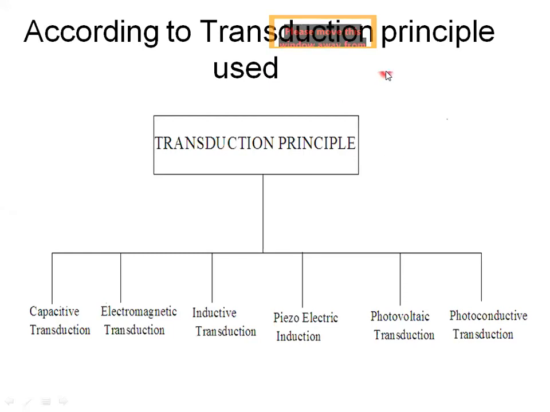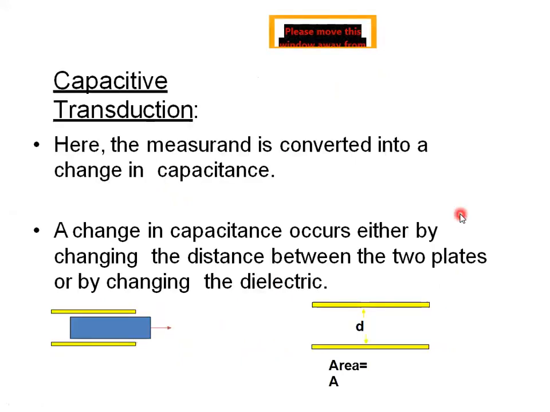Now next is classification according to the transduction principle used. The types are capacitive, electromagnetic, inductive, piezoelectric, photovoltaic, photoconductive. There are a number of transduction types, but mainly we are using capacitive, inductive, and resistive methods. So see, this is the capacitive transducer. In this capacitive transducer, a capacitor is taken. If some input is applied on this capacitive transducer, the value of this capacitor will be changed.